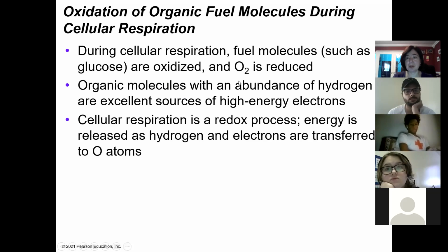As I mentioned, during this process, the fuel molecules, usually molecules that have a lot of bonds between carbon and hydrogen, could be carbs, or fuel molecules could be fats. Okay, and what happens, these fuel molecules get oxidized and oxygen is reduced. That's why you need these two parts for cellular respiration. For example, carbs and oxygen.